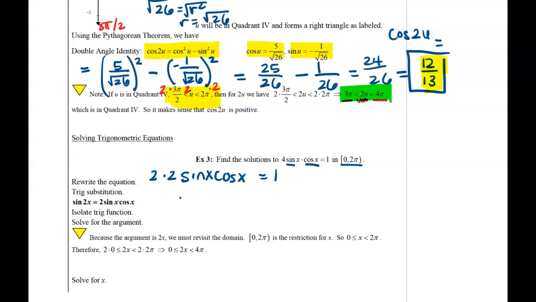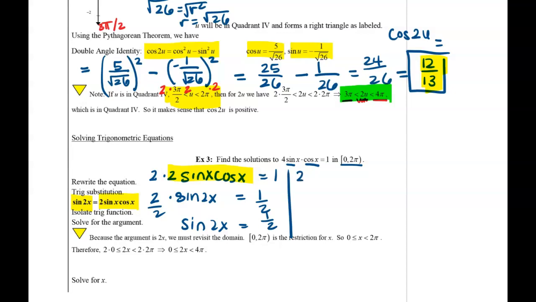So now 2 sine x cosine x is a double angle. So sine 2x is equal to 2 sine x cosine x. So let's replace it. So 2 times, and now we have sine 2x is equal to 1. Divide by this 2, sine 2x is equal to a half. Just like we did last section, we're going to have 2x is equal to the inverse sine of 1 half.